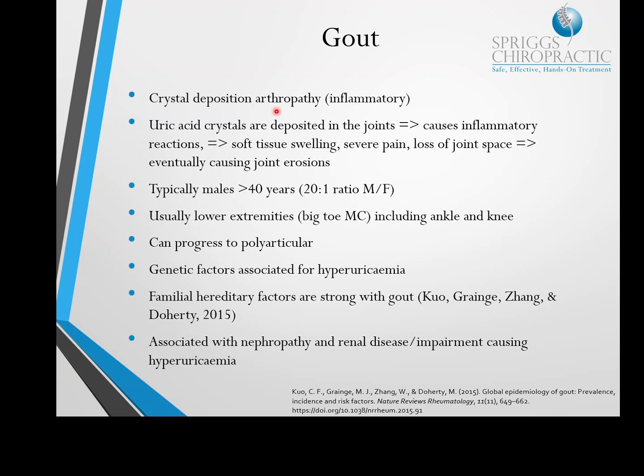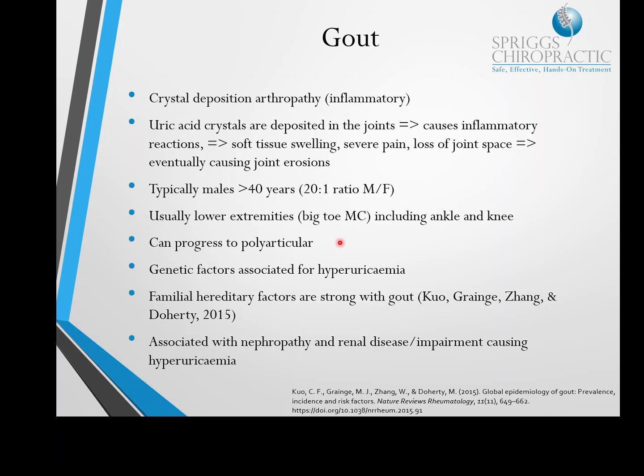It is a crystal deposition arthropathy, a chronic inflammatory arthropathy. It's caused by uric acid crystals being deposited in the joint, which causes inflammatory reactions, soft tissue swelling, joint pain, loss of joint space, and eventually joint erosions. Typically, you'll have a male who's over the age of 40. The male to female ratio is 20:1, so this is far more common in men than in women. It's usually the lower extremities, most commonly the big toe, but it can also include the ankle and knee.